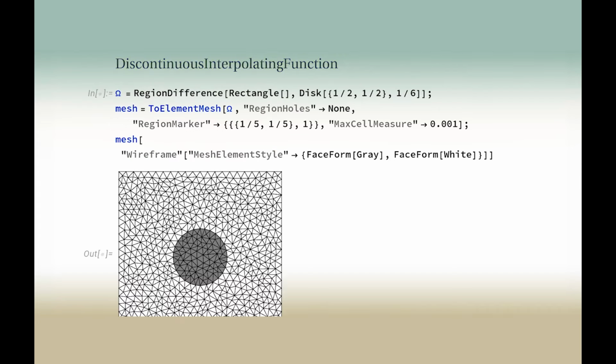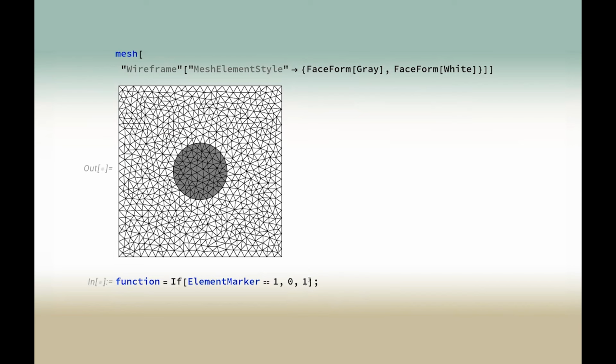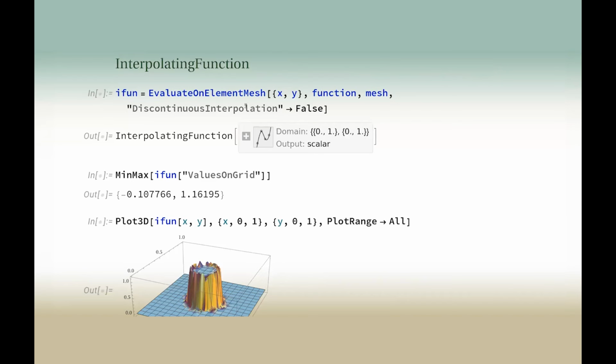To show you what I mean, I've generated a mesh with two different regions, the gray region and the white region here. And we are going to write a function. If we are in this one region, we have the value 0, and if we're in this other region, we have a value of 1. So there's a steep interface between these two regions. Now I want to evaluate that function on this mesh, and we use the function ElementMeshInterpolation. In this first step, I'm going to show you the legacy output.